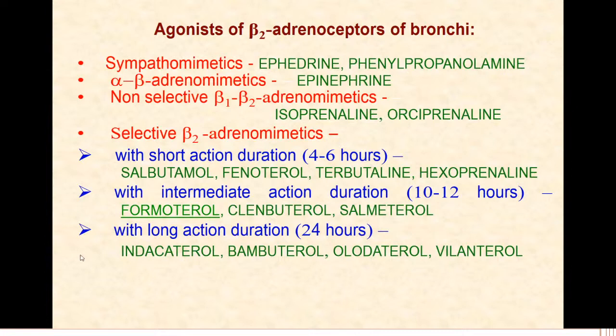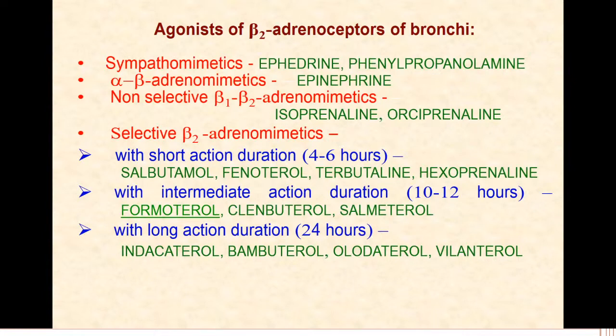But none of these drugs acts fast. Action develops in 1 to 2 hours. That is why these drugs are not available to stop an attack, but are very effective and very good to control bronchial asthma during the whole day and night.